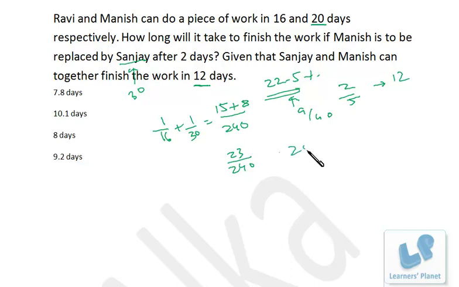Now the entire work is done in 240 by 23 days. So 31 by 40 work will be done in this many days. So this is around 8, and 2 days they have already taken. So around 10 days they will take to complete it. Okay, no need to go for the actual calculation because options are quite far from each other.